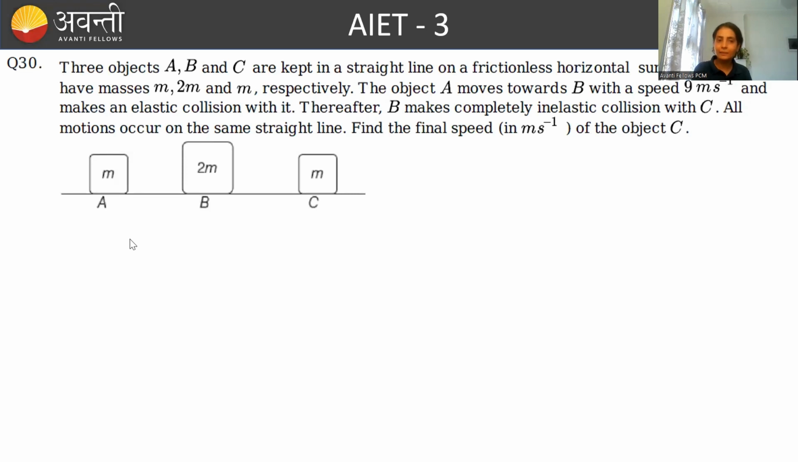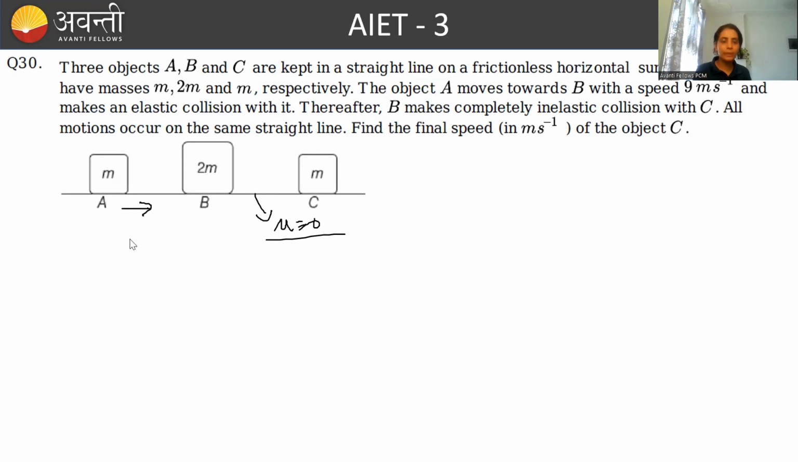So the question is, there are three objects A, B, and C, kept in a straight line on a frictionless horizontal surface. Okay, mu here is what? 0, no dissipative force. These have masses m. The object A moved towards B with a speed of 9 meters per second and makes an elastic collision with it.